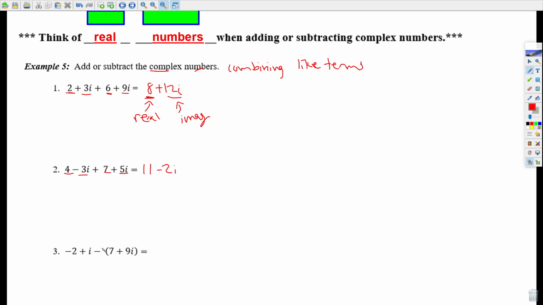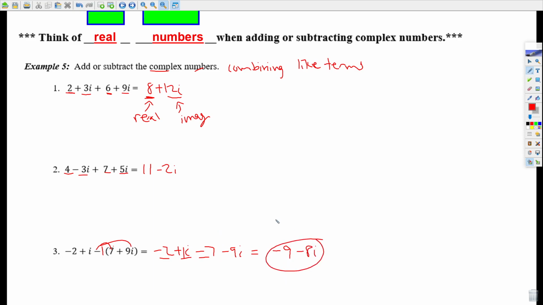Number 3, we can distribute the negative 1 here. Be careful with that. You have to distribute the negative 1 to each thing here. So I'm just going to rewrite this one out. So we have negative 2 plus i minus 7, so both of these are going to turn negative, minus 9i. Combine like terms, negative 2 and negative 7 is negative 9. 1i minus 9i is negative 8i.